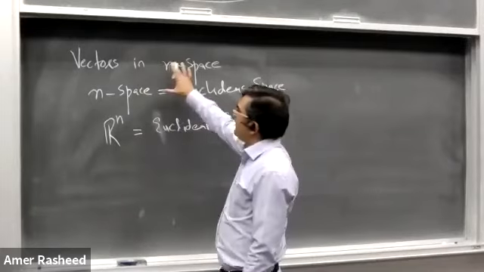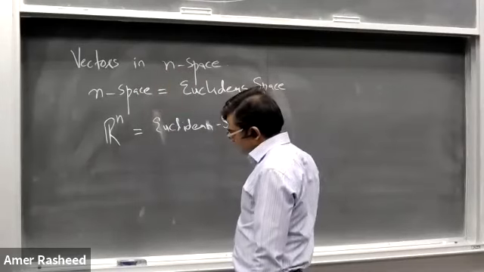Okay, what is this kind of space and what are the vectors in this space?